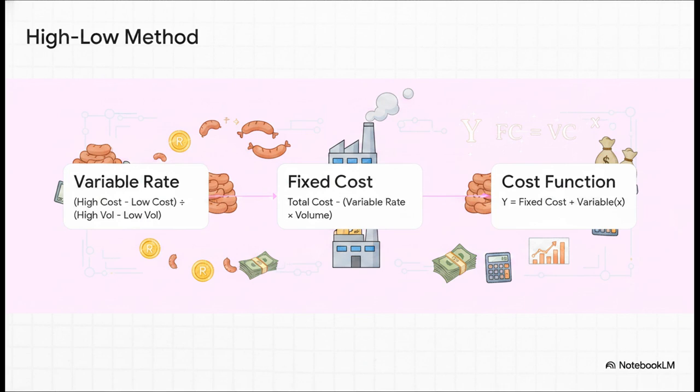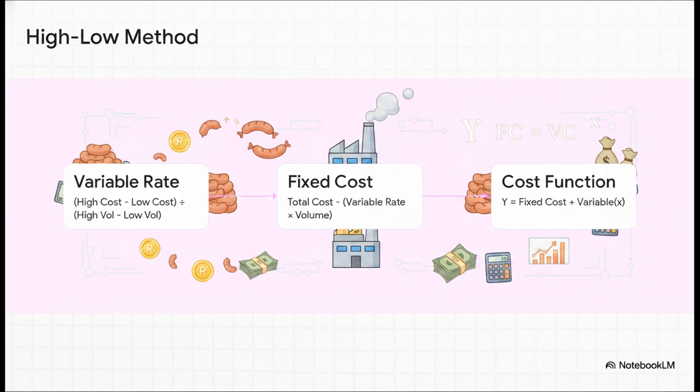Step 1. Find the variable rate. We subtract January's low cost from June's high cost. That's R8,550 minus R6,900, giving us a difference of R1,650. Now divide that by the difference in our volume, which is 300 sausages. R1,650 divided by 300 equals R5.50. And there you go, that is your variable cost per sausage.